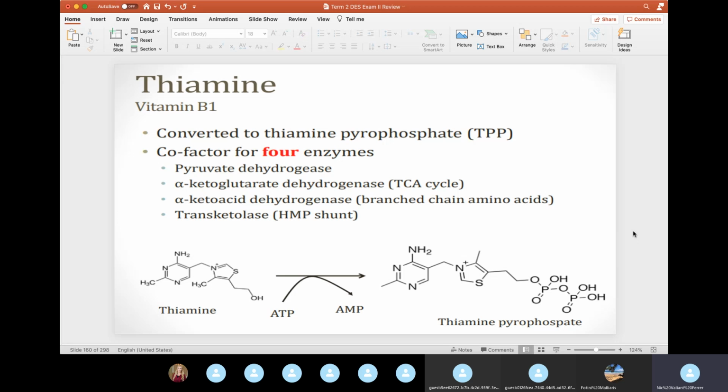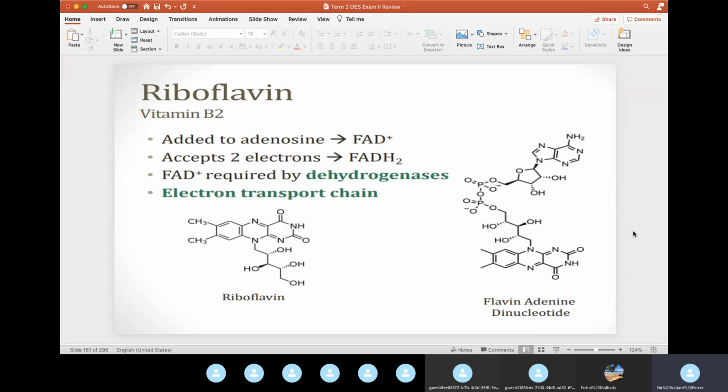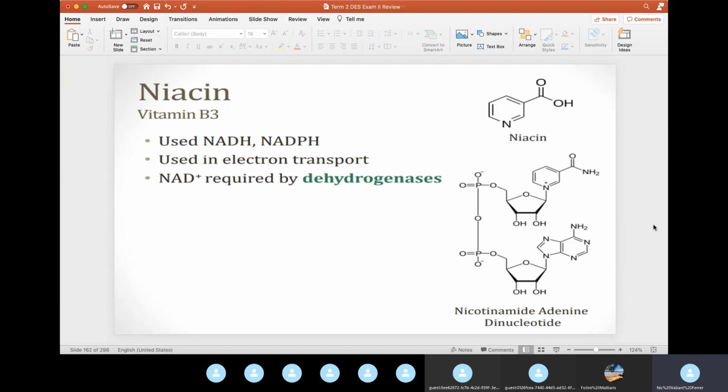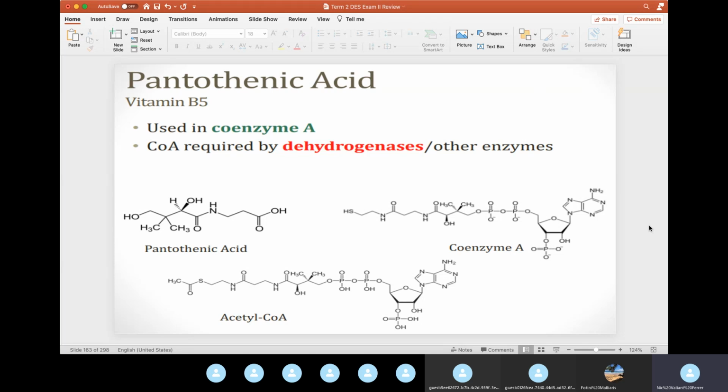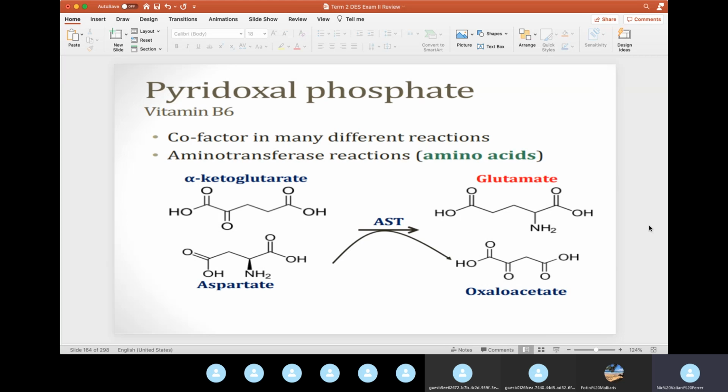Okay, urea cycle. Let's go to vitamins. So B1 is a cofactor for your dehydrogenases and transketolase. B2 is riboflavin, not that important, but this is for your FADH2, for the electron transport chain. Niacin is important. Don't forget pellagra and Hartnup disease for your niacin. Pantothenic acid is important for CoA, for coenzyme A.